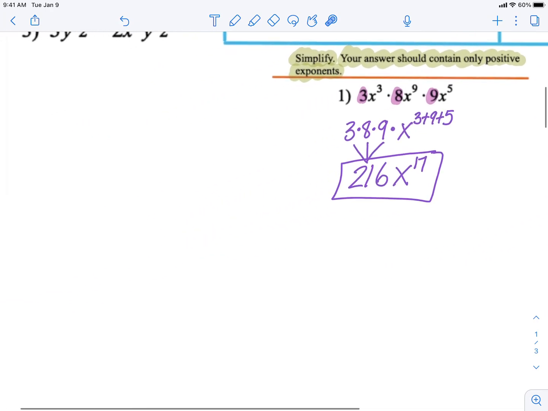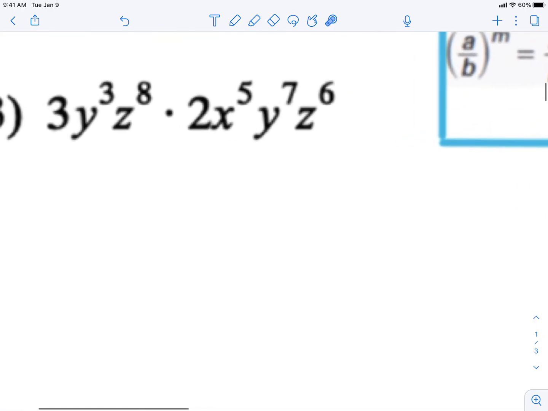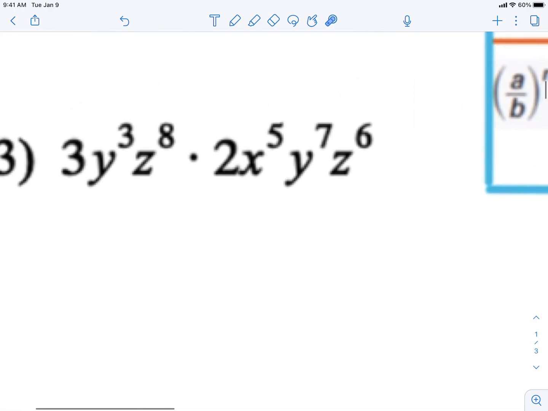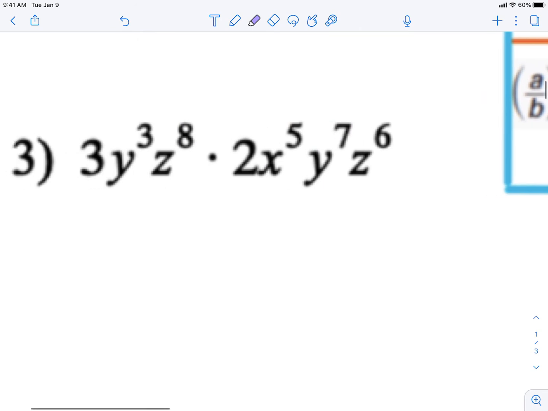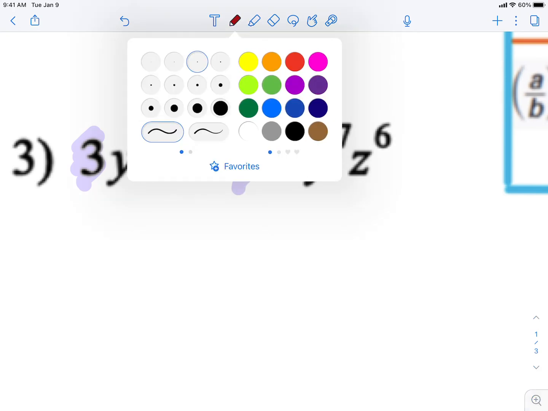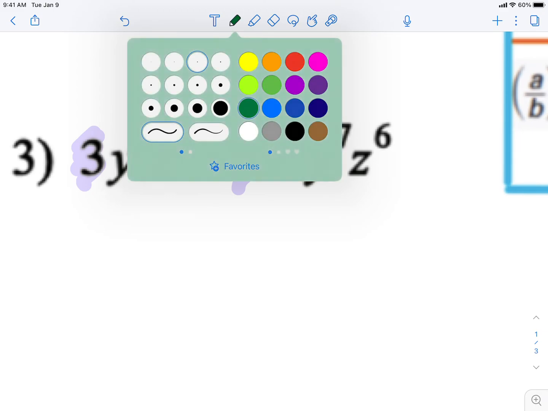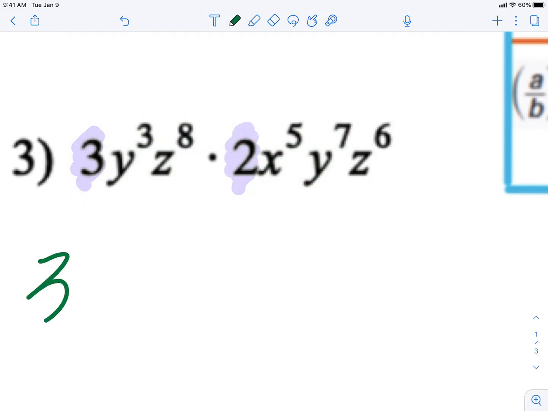2 examples down, 1 more example. So let's take a look. Again, I'm going to look for my regular numbers here, my non-exponents. So my 3 is a regular number and my 2 is a regular number. So I'm going to write those two over here: 3 times 2.